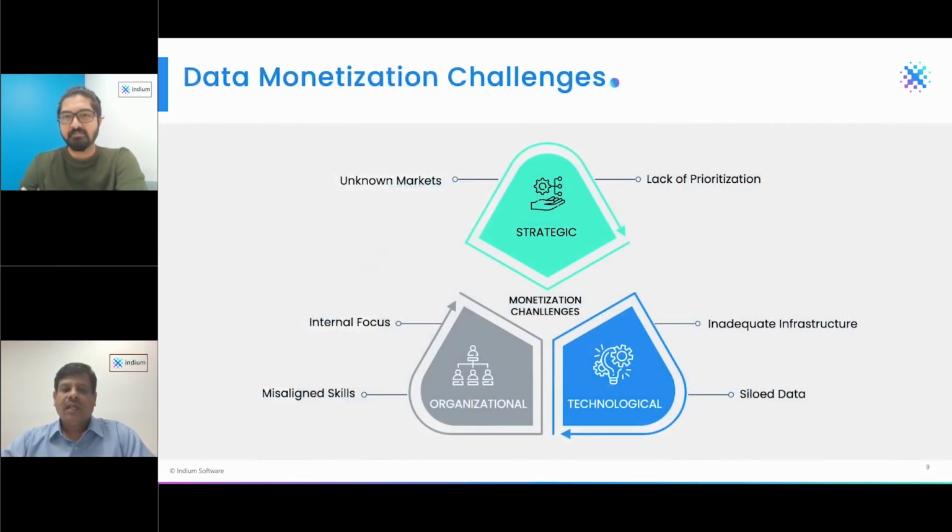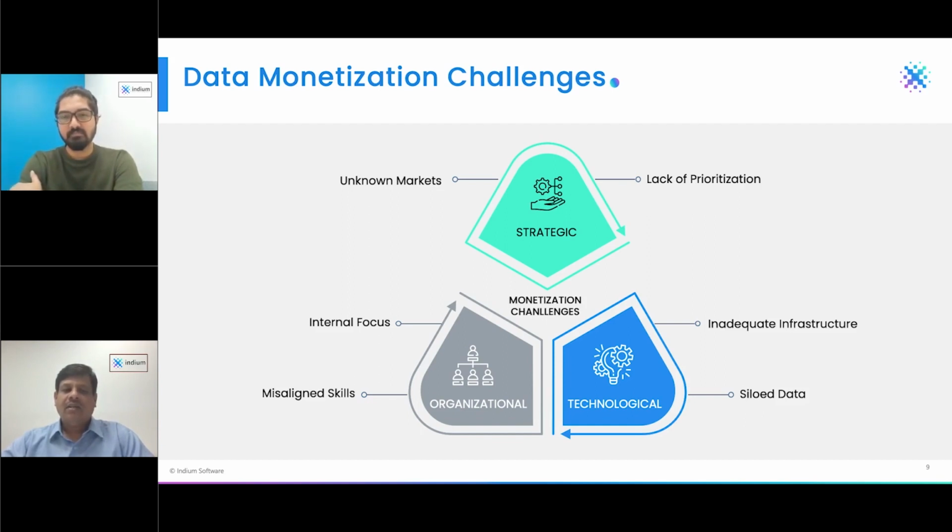So what are the challenges? Because we talked about the monetization, we talked about the maturity level, right? Important here is, there are three aspects that are categorized. One is strategic intent, right? It is not about just holding the data. The data is stuck in the organization, but there are unknown markets where you may have to share this data. There is a lack of priority in terms of which data, how, and who the customers are, or what the market is that the data needs to be shared with.